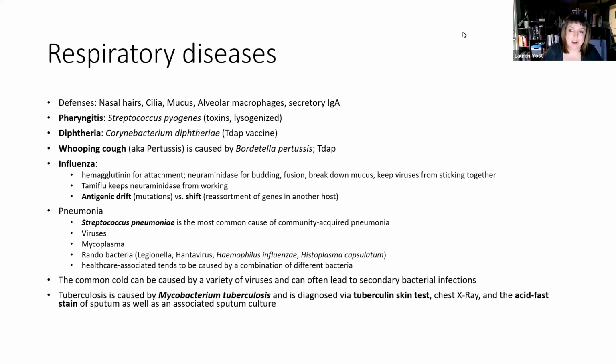Respiratory diseases. So this is, of course, going to include the obvious ones like influenza and some other ones that you may have forgotten about, but you should have heard about. No, I'm just getting the defenses.